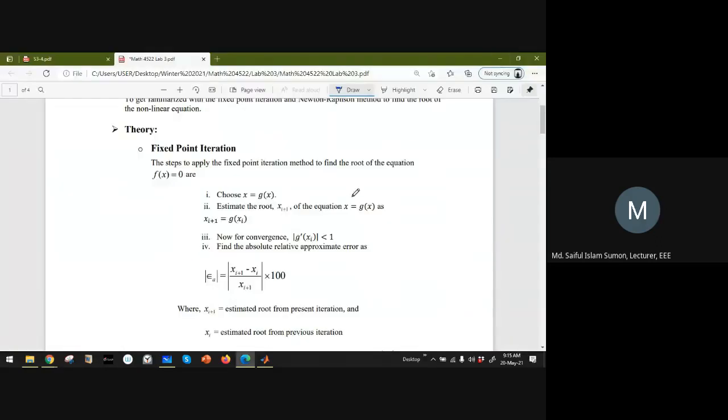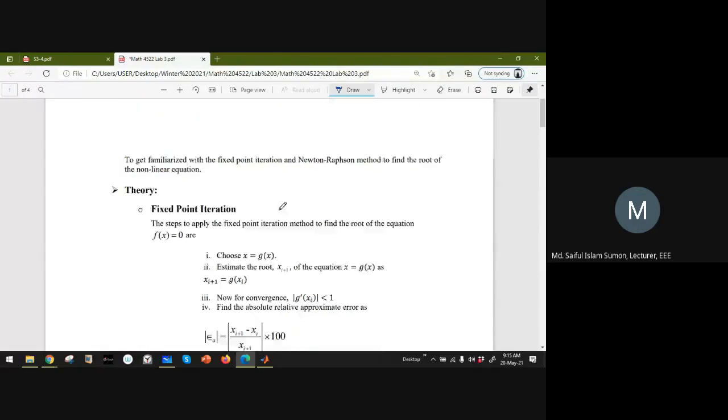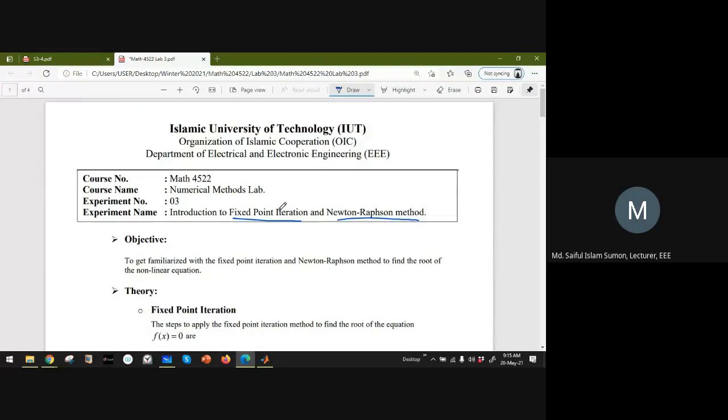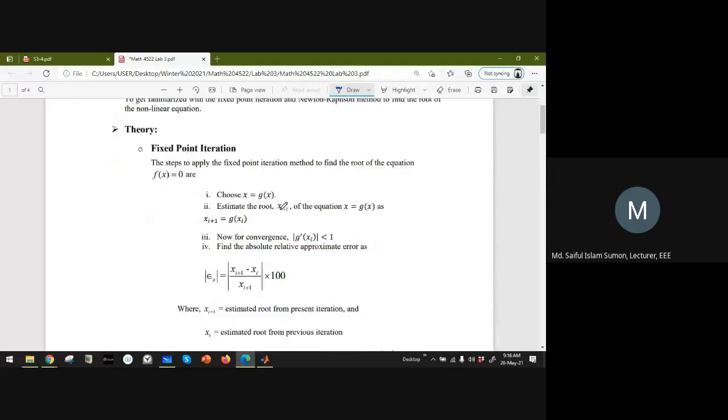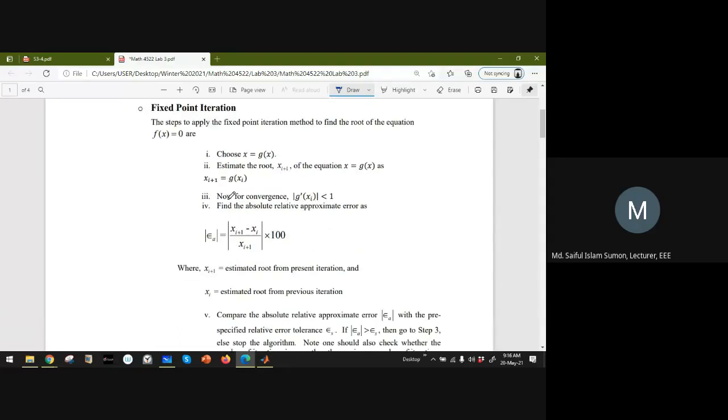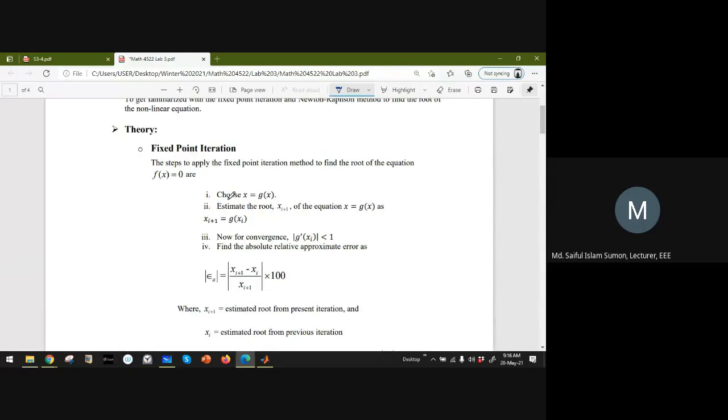Okay, Tasin. This lab sheet is very well organized, so I will be following this lab sheet totally. Whenever I go for some explanations, they will all be based on this lab sheet, and I will go through each and everything of this lab sheet. So please follow me. Let's see one example.